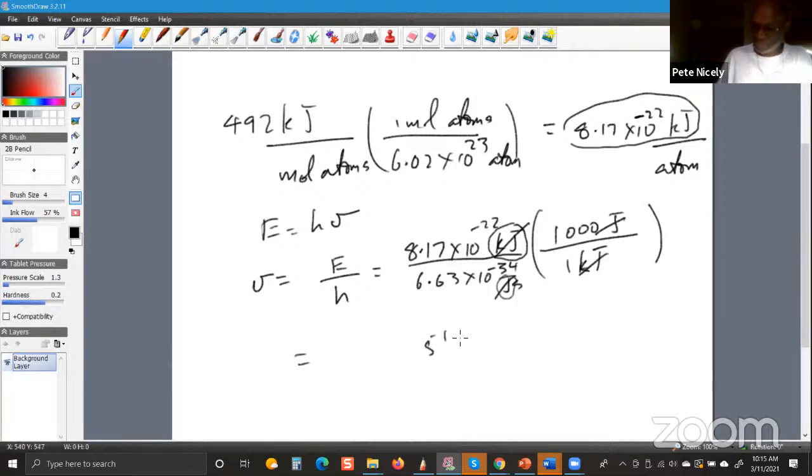So 8.17 times 10 to the minus 22 divided by 6.63 times 10 to the minus 34 times 1,000. And according to my calculation, this works out to be equal to 1.23 times 10 to the 15 seconds to the minus 1. All right. And that's basically it as far as number 7 is concerned. Okay, are there any questions?